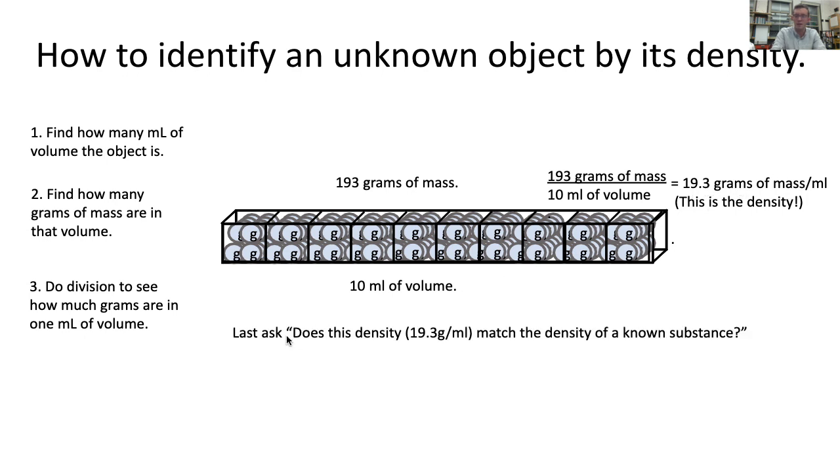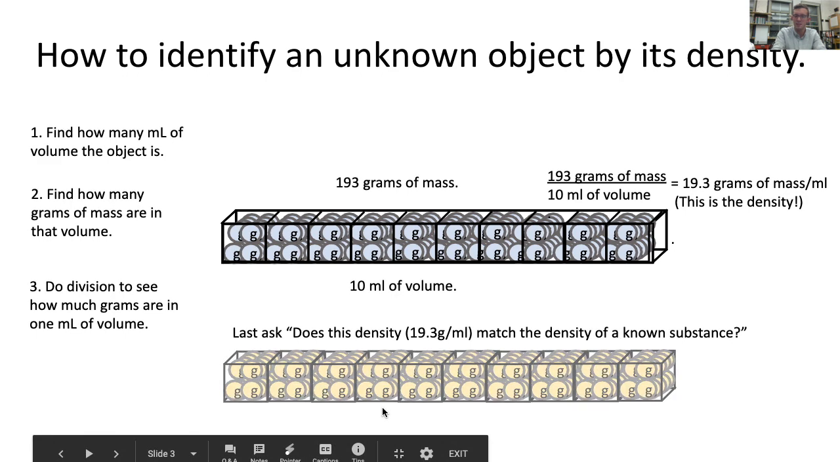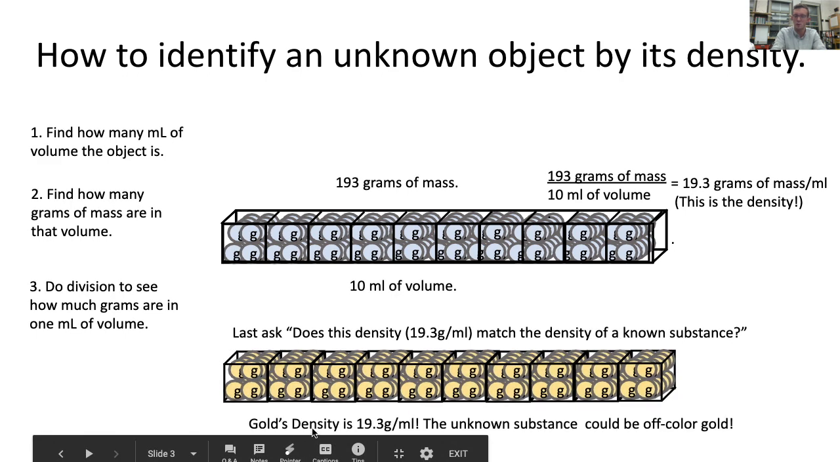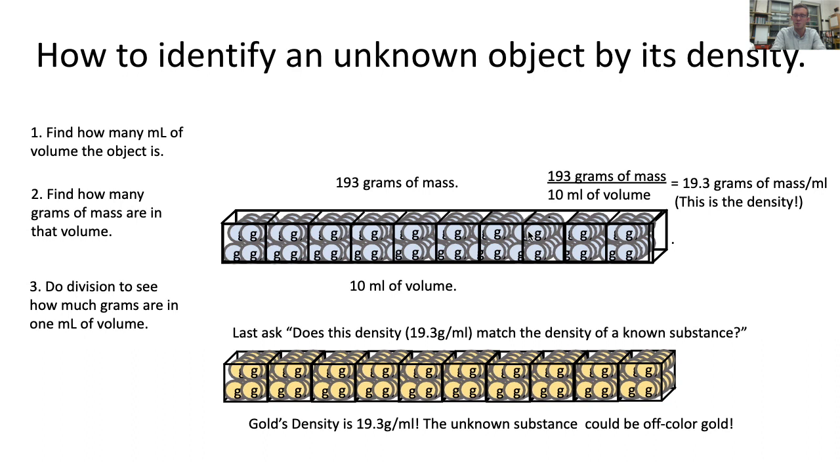Finally, we can ask, does this density that we've calculated match the density of any other known substances? In this case, this would match the density of gold, since gold's density is 19.3 grams per milliliter, and this substance's density is 19.3 grams per milliliter. This unknown substance could be a different colored gold.